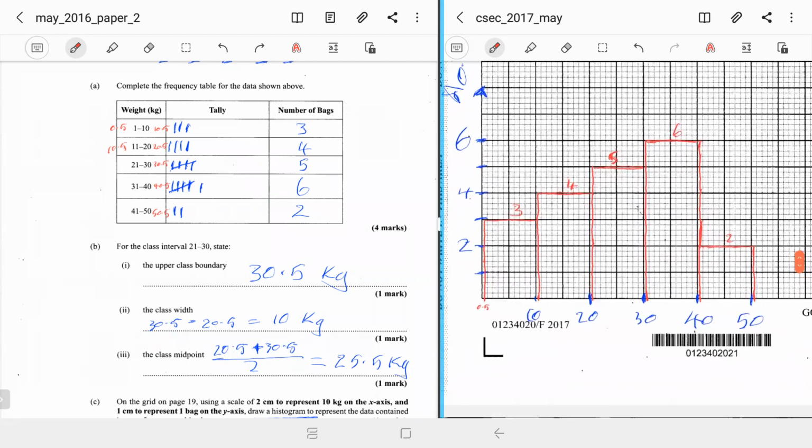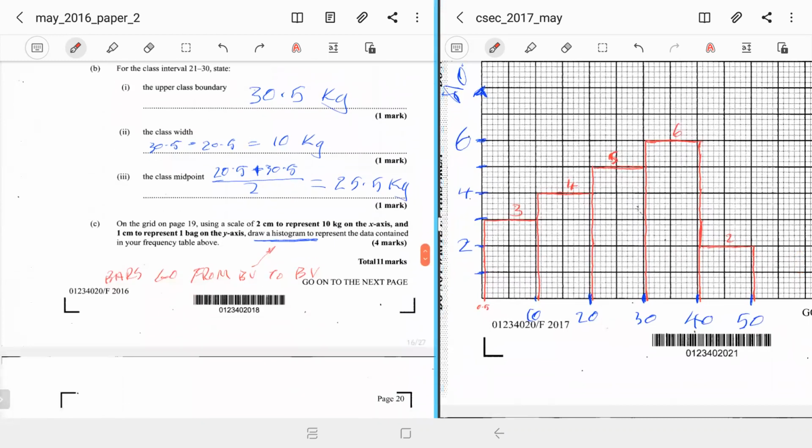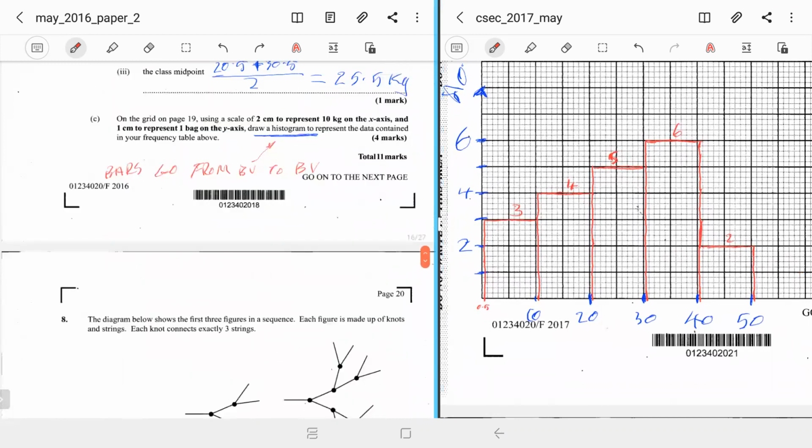How does that look? Understand that? Yes, sir. All right, now the question is done.